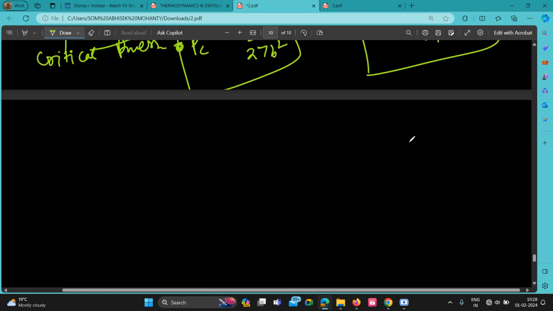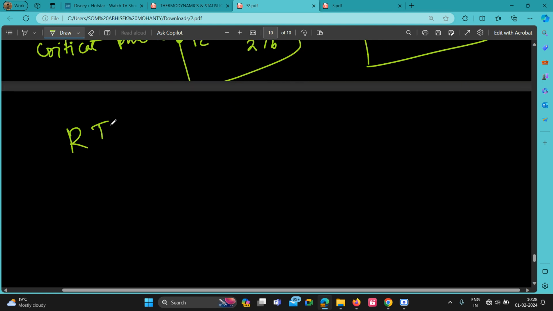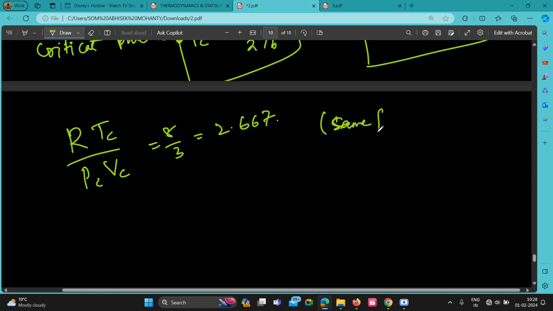Okay. And there is another relation, that is R TC divided by PC VC, where R is the gas constant. It is 8 by 3, that is 2.667. This is the same for all gases.